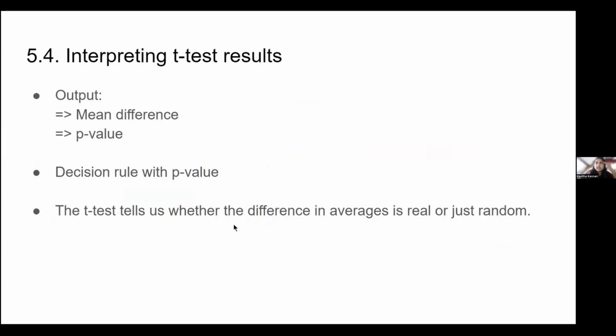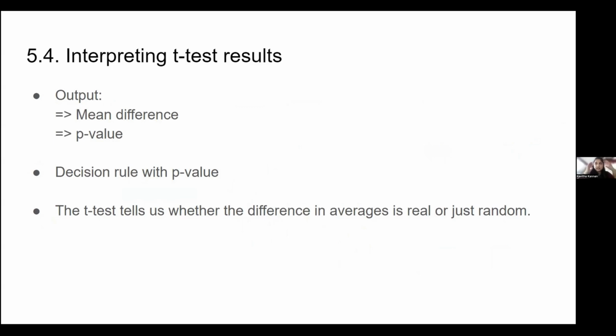And like I said earlier, how do you interpret t-test results? You enter the code and then R gives you a bunch of values, what is called an output. It spits out this output. Usually the output has the mean difference, because you're comparing two averages, two means. And then a p-value.